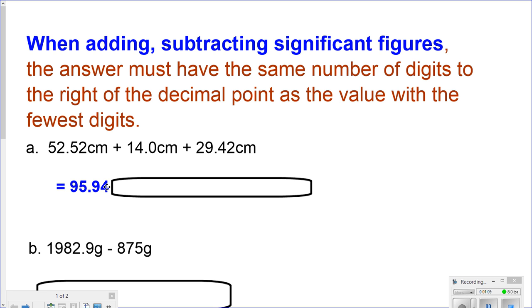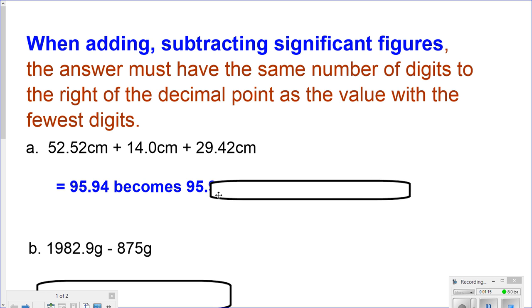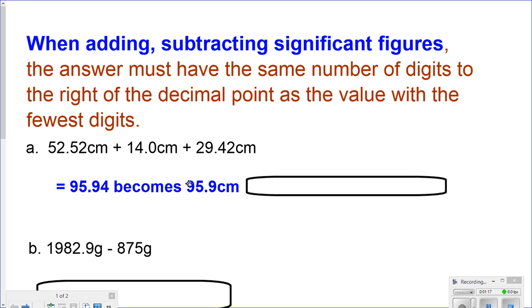And if I cut off the 4, it is not big enough to round up the 9 to the next number. So my answer becomes 95.9 centimeters. Again, keeping the value to the right of the decimal point, which is only one. One here, one there. I want to go with the fewest number of digits to the right of the decimal point. In this case, it's only one I have here.